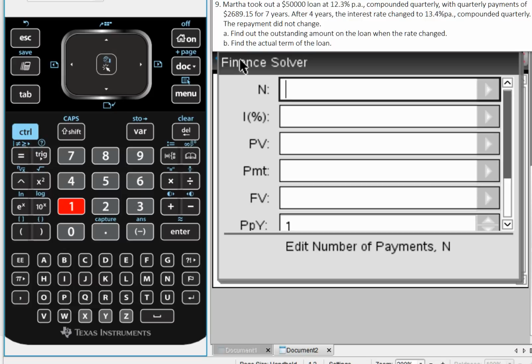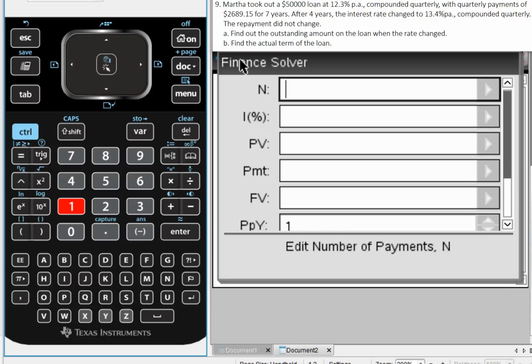Martha took out a $50,000 loan at 12.3% per annum compounded quarterly, with quarterly payments of $2,689.15 for 7 years. However, after 4 years, the interest rate changed to 13.4% per annum compounded quarterly. The repayment value did not change. This is fairly standard. When you take out a loan, it's not very common for the interest rate to be completely locked in over the term of the loan, and it may change partway through.